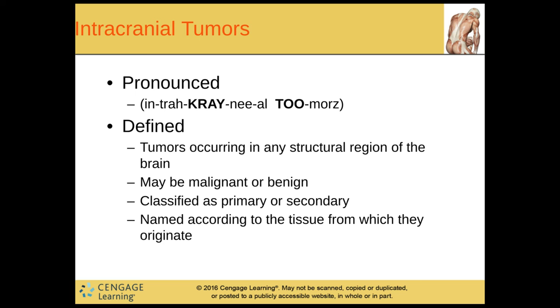Then we have intracranial tumors. So this is a tumor that's occurring in any structural region of the brain. It may be malignant, meaning cancerous, or benign, which is non-cancerous. These are classified as primary or secondary. So what this means is if it's primary, that's pretty much the only thing going on. Secondary could be linked to something else that the person's dealing with medically. They're named according to the tissue from which they originate.